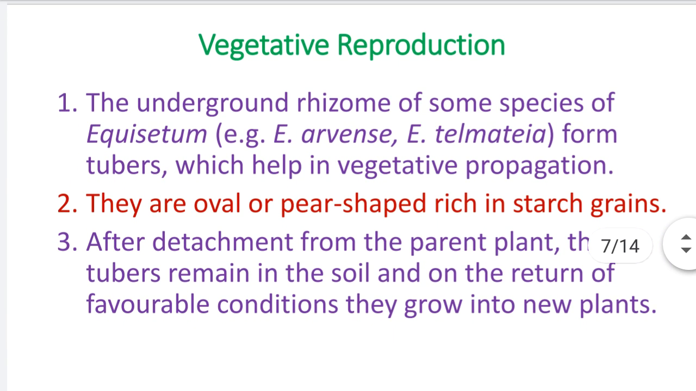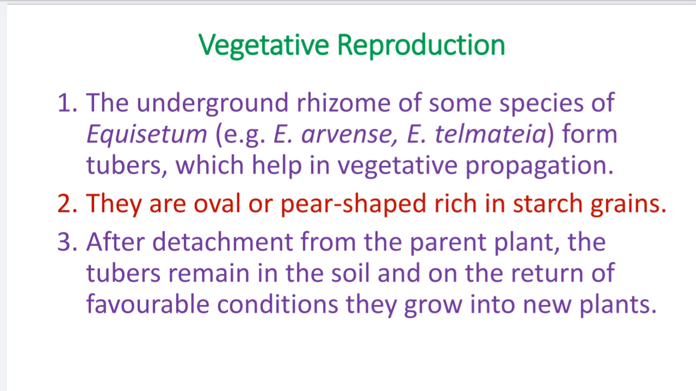Then the reproduction in Equisetum. First is the vegetative reproduction. We already observed that small tubers develop on the underground rhizome or underground stem, and these tubers are vegetative reproductive organs. And here explanation is given. Point number 1, the underground rhizome of some species of Equisetum, for example Equisetum arvense, Equisetum telmateia, form tubers which help in vegetative reproduction.